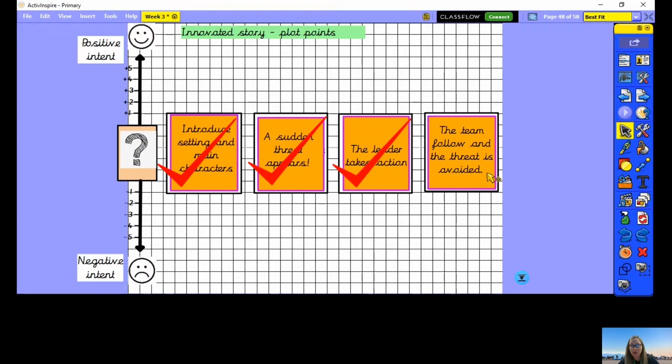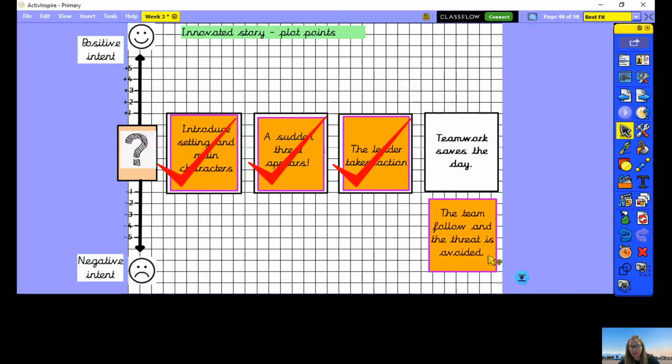So I want you to think about what orders your leader in your story gives to the other animals today and how they avoid that threat of the predator. So ultimately, the story will end with teamwork saving the day. So it's going to be a positive ending. You will have plotted your graph to show that this is going to be a positive end to your story.